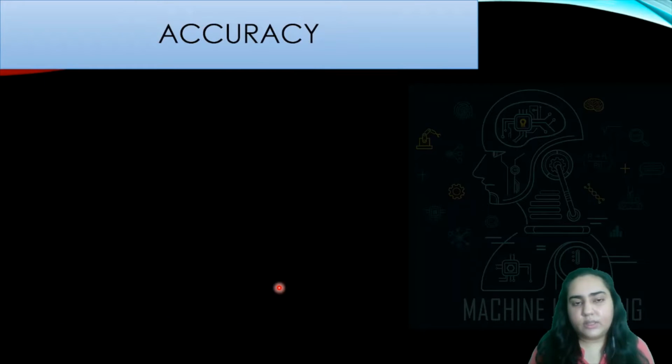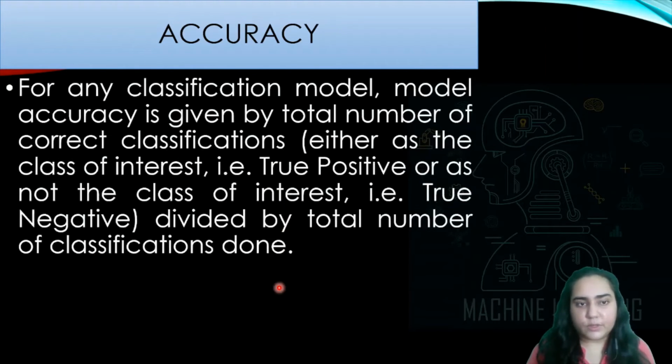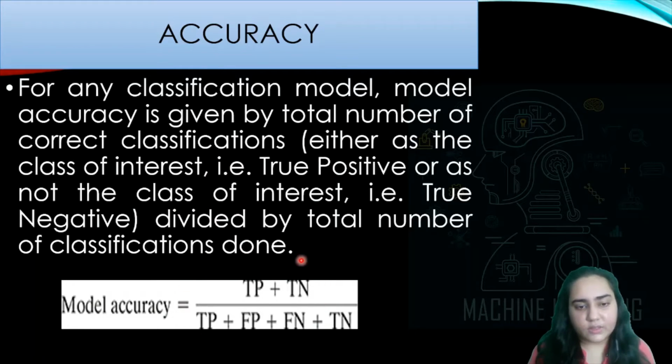Now, based on all these things, there are some calculations that you can do to evaluate your model. The first one is accuracy. So for any classification model, the model accuracy is given by the total number of correct classifications, which means true positives and true negatives, divided by the total number of classifications done. So it would look like this: true positive plus true negative, divided by the sum of everything, which means true positive, false positive, false negative, true negative.